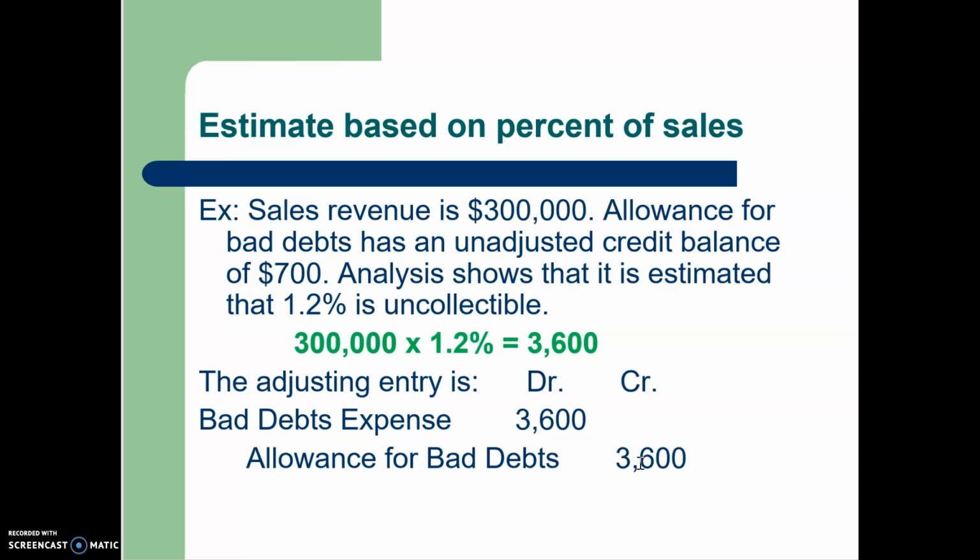Of the three methods, this is the one method that does not have a target balance for allowance for bad debts. We are not worried about what this allowance for bad debts unadjusted balance is. When this 3,600 credit gets posted to the 700 credit balance that it already has, now it's going to have a 4,300 credit balance. And that's just the way it is. Our focus was on getting the amount of this journal entry, and that's going to be different than what we do in the other two methods.